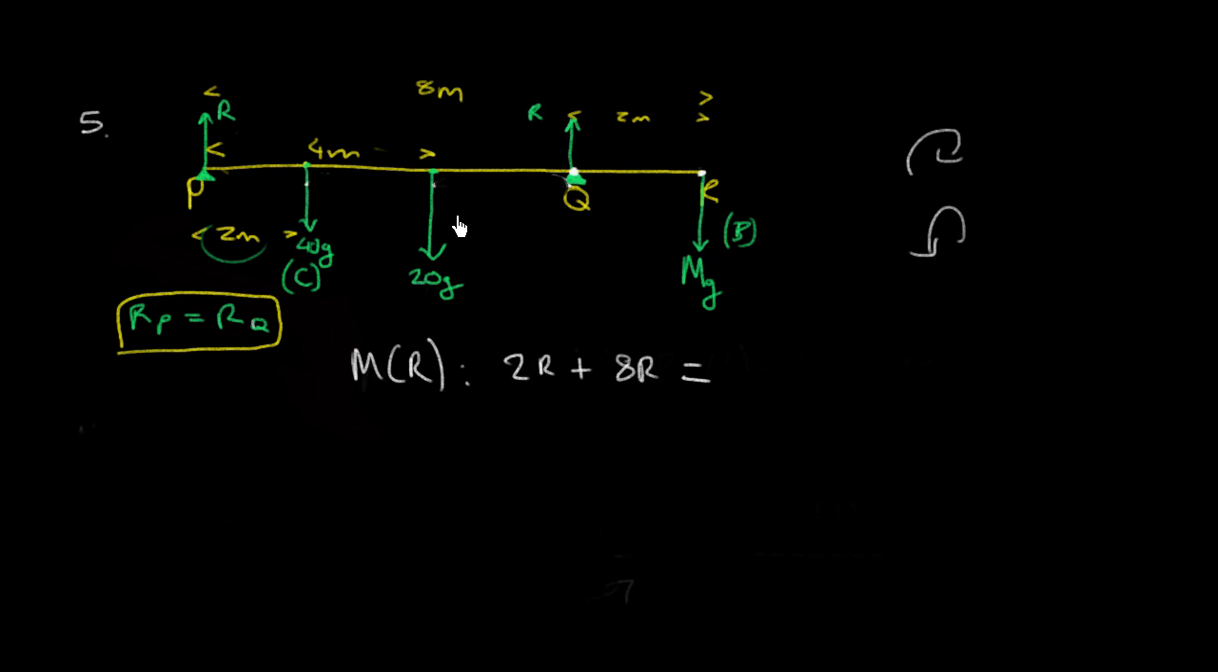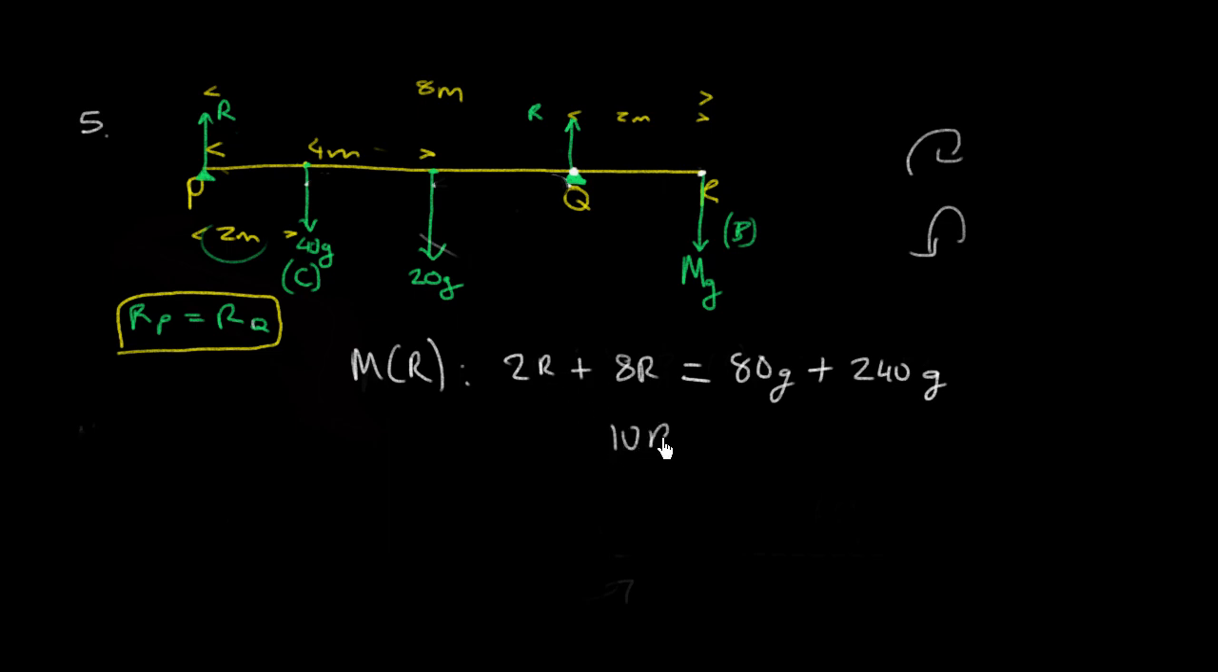20G acts at 4 meters, because that's the center of mass, so that's 80G. And added to that, because it's in the same direction, we have 40G at 6 meters, because that's 2 meters, the whole thing is 8, so that's going to be 6 from R to there. 6 times 4 is 24, so that's going to be 240G. So nice and easily now we have an equation to solve for r.